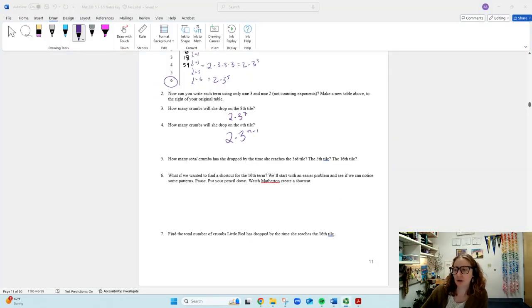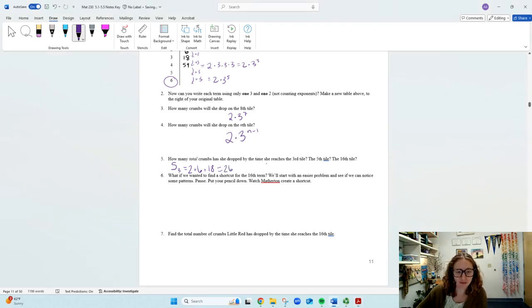Okay, so our whole goal is to see how many crumbs she's dropped along the whole time. So if I think about just the third tile, in this case, this will be the third term in my series. I'm going to add together all of the crumbs that she has dropped. So she dropped 2, and then she dropped 6 on the second tile, and then she dropped 18 on the third tile. So if I add all of those up, she will have dropped 26 by the time she's gotten to the third tile.